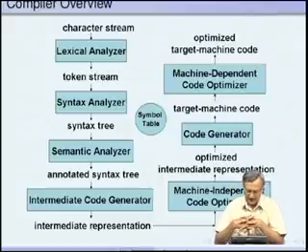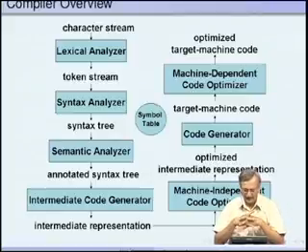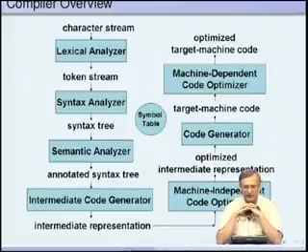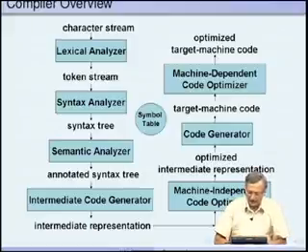And then the optimized intermediate representation is fed to the code generator. The code generator is specific to every machine, and it converts the intermediate representation into machine code. Finally there is some more improvement possible on the machine code itself, and that is done by the machine dependent code optimizer.